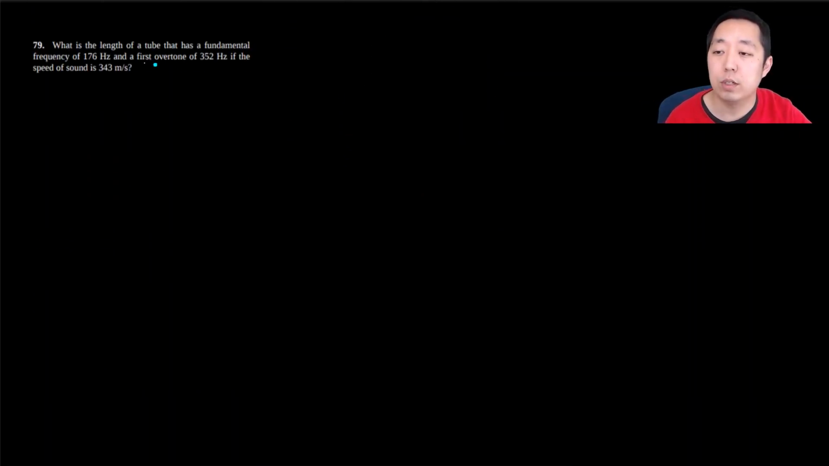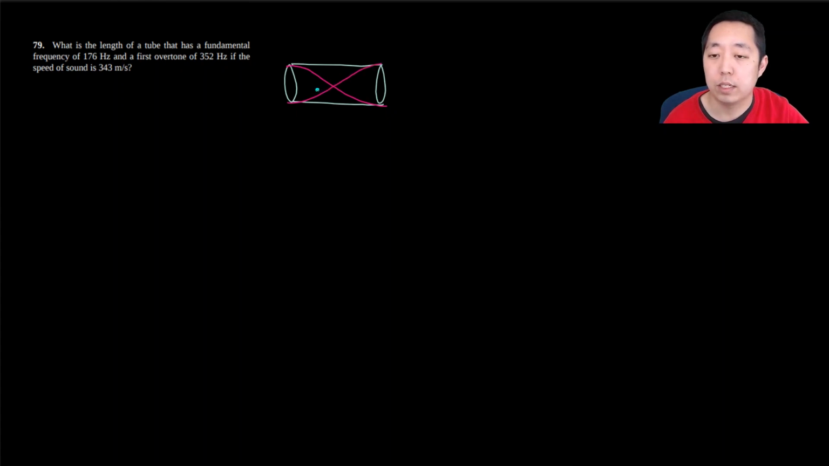What is the length of a tube that has a fundamental frequency of 176 hertz, first overtone at 352 hertz, if the speed of sound is 343 meters per second? Okay, so this is terminology again. This is what the fundamental frequency looks like, as one of these eyes, if you will. So that means it's only half of a wavelength in here, so lambda is going to equal 2L.